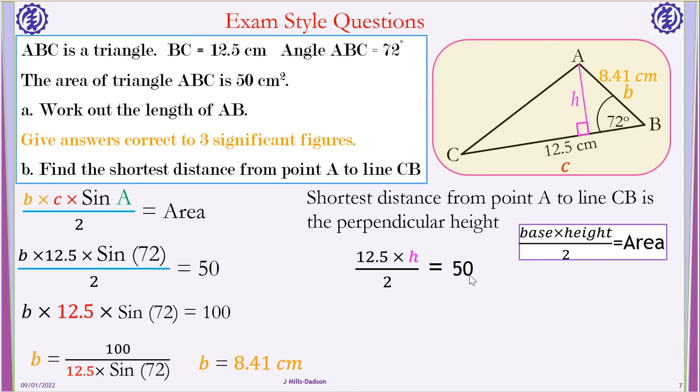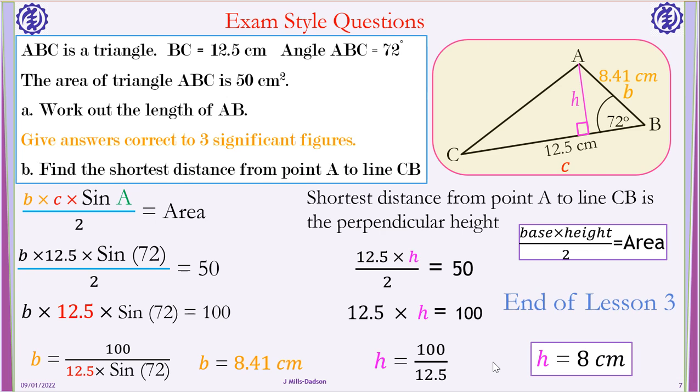Then you work backwards, similar to what we did here. Multiply both sides by 2. 12.5 times h equals 100. Divide through by 12.5, and the height will be 8 cm. So our height, or the shortest distance from A to line CB, is 8 centimeters.